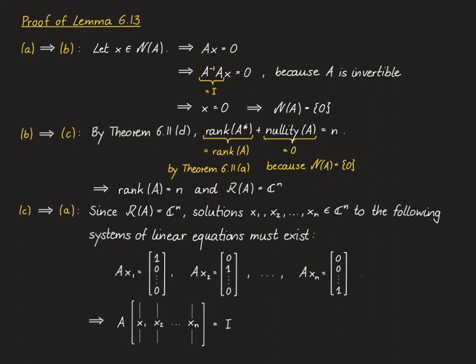Now we can combine these vector equations into one big matrix equation where we multiply the matrix A with the matrix that we get if we list the column vectors x1, x2 up to xn in one big matrix, and this yields the list of column vectors on the right-hand side, which is nothing but the identity matrix. So what we have found is an explicit expression for the inverse of A, and therefore we can conclude that A must be invertible.